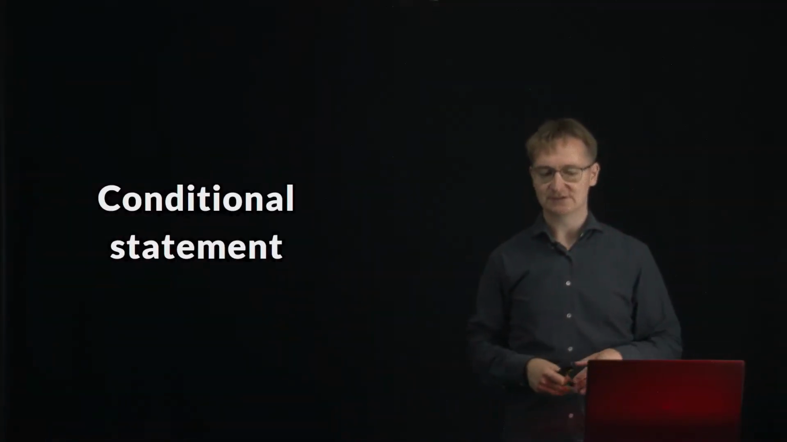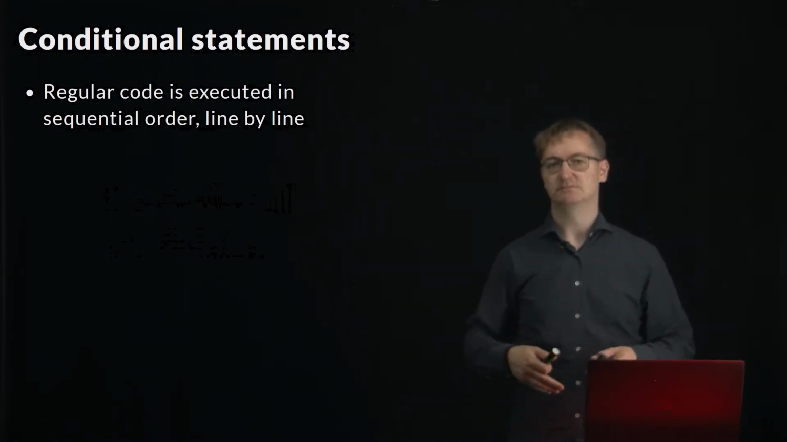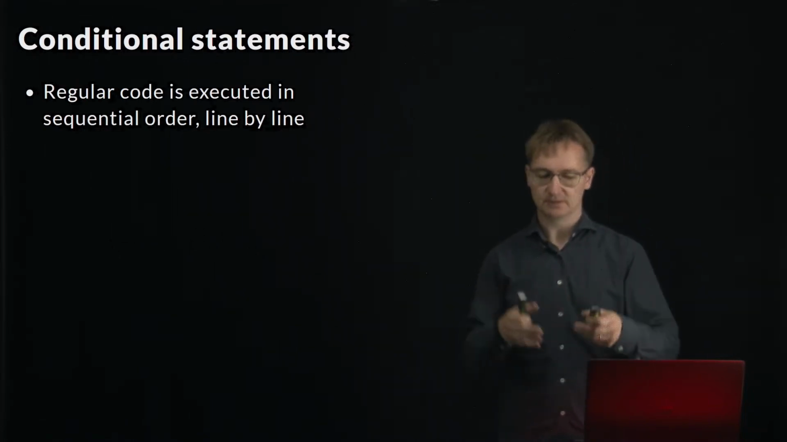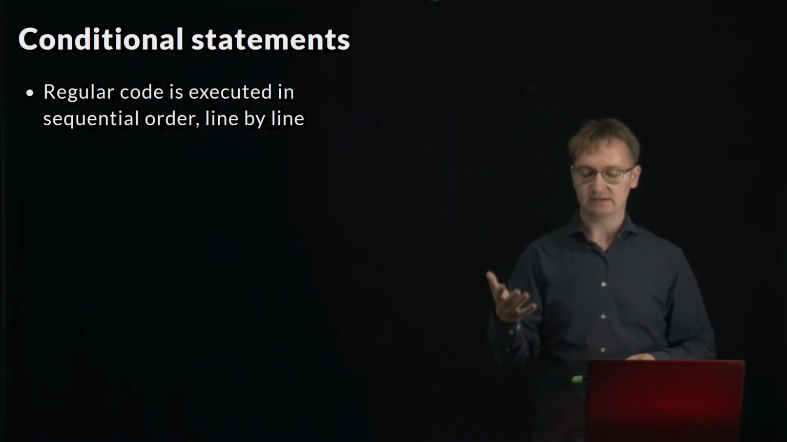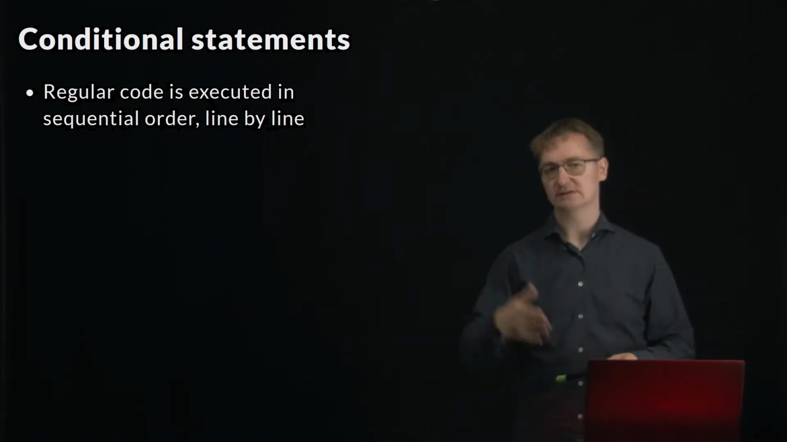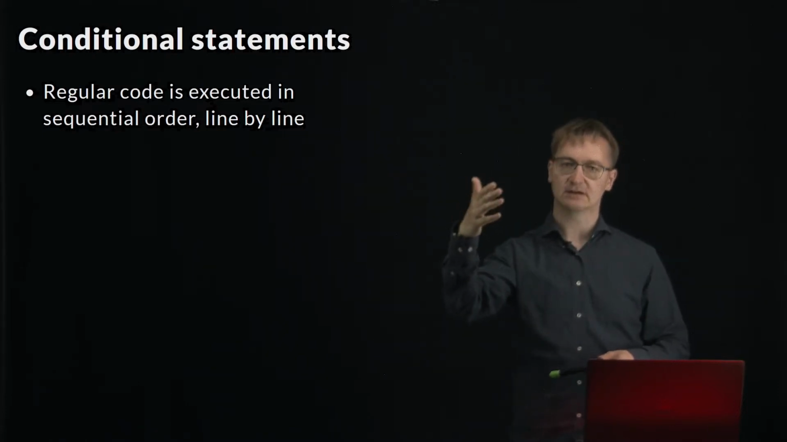Let's talk about conditional statements. Often in code, you want to execute some parts of the code only in certain conditions. We can say that regularly the code is executed line by line. So we take the first line, then we execute the second line, and so on.